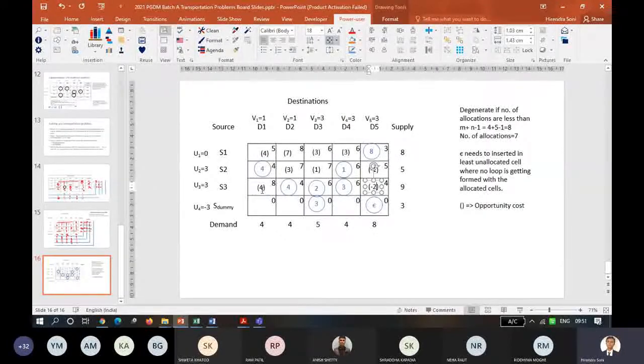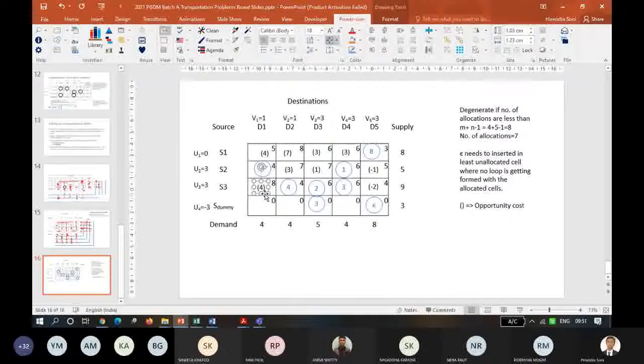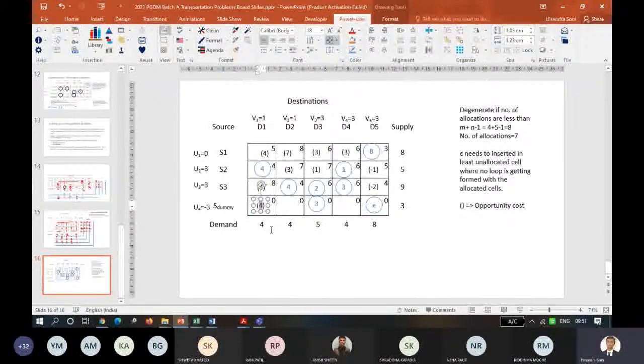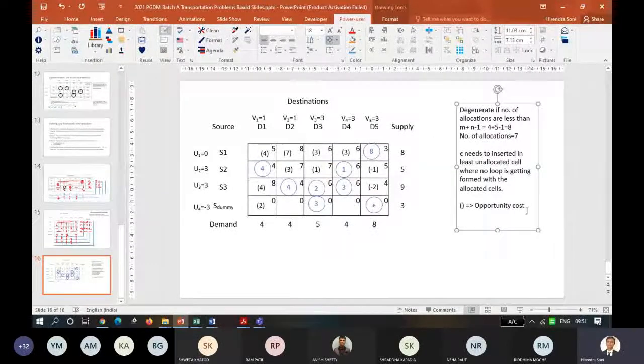Now let us look at the other cells. How much would be the value here? -3 plus 1. -3 plus 1 is -2. 0 minus of -2 would be 2. समझा क्या कैलकुलेशन किया? I'm just writing the calculation here.